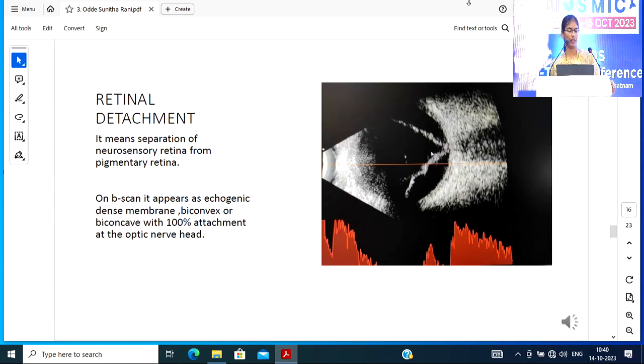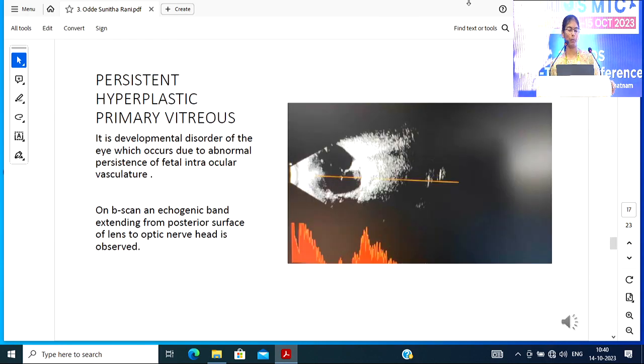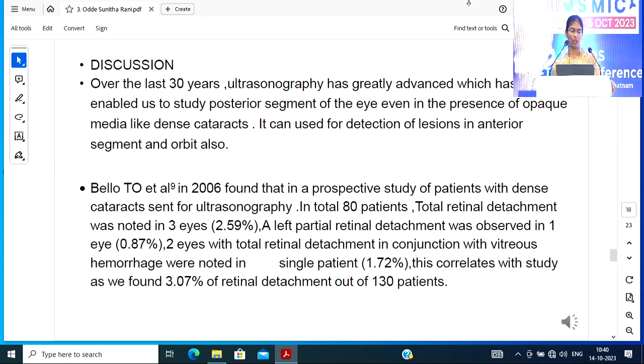In case of retinal detachment, it appears as an echogenic dense membrane, biconvex or biconcave, with 100% attachment at the optic nerve head. Persistent hyperplastic primary vitreous is a developmental disorder of the eye which occurs due to abnormal persistence of fetal intraocular vasculature, and on B-scan an echogenic band extending from the posterior surface of the lens to the optic nerve head is observed.